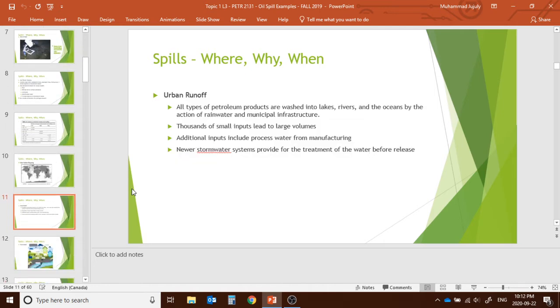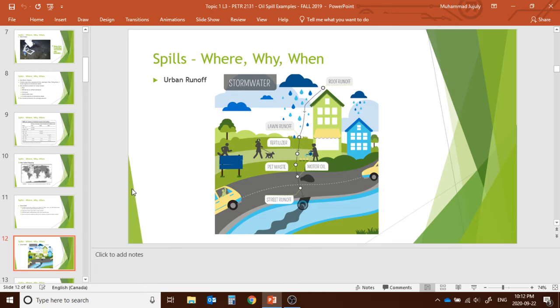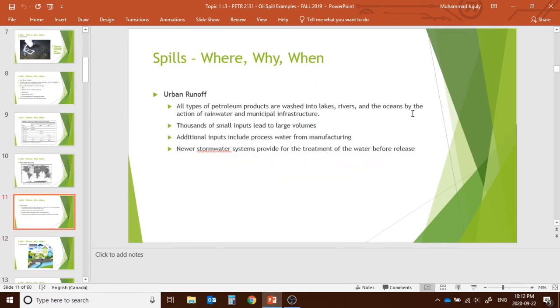Now there are other types of spillage, like urban runoff. Let me give you an example. For instance, we spill some petroleum while filling up our gas tank. That could run off to the ocean from the rain, or the runoff water can wash off to the ocean, or with the storm water. So those are the urban runoffs. It's an example of how urban runoff actually works.